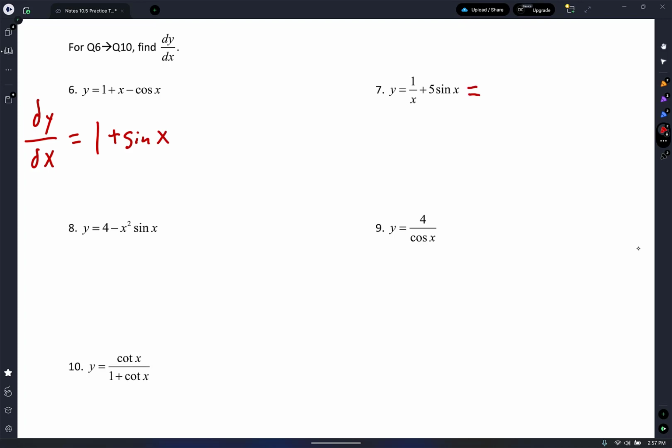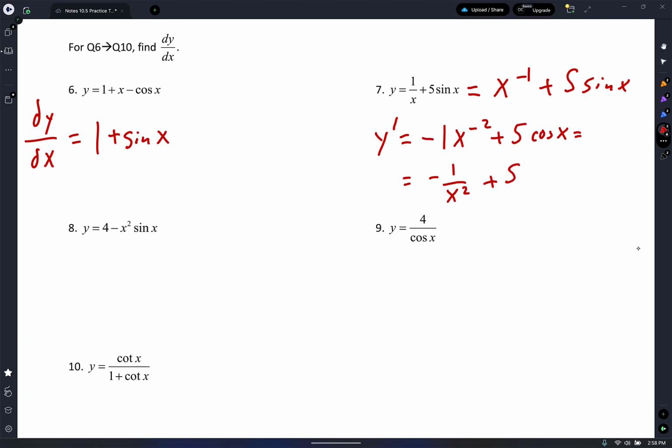Before you do question 7, I would transform this. Don't do quotient rule for 1 over x. I would write that x, I would bring it up: x to the negative 1 plus 5 sine x. And then I would take a derivative. So here we go. y prime equals, what's the derivative of x to the negative 1? What's the derivative of 5 sine x? 5 cosine x. Perfect. So then I would write it like this: negative 1 over x squared plus 5 cosine x. And now you can just put equals because that signifies that you're doing the derivative of the top. Are we still okay? All right, here we go.